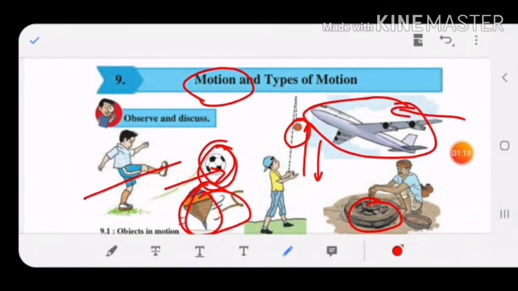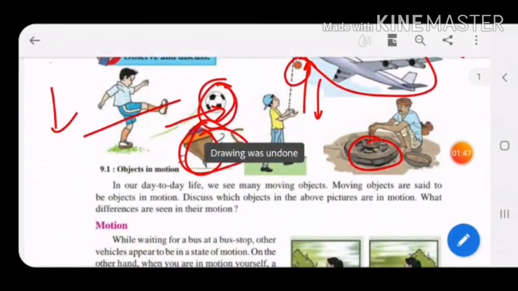Children, all these objects, ball, top, aeroplane, this wheel, they are all not standing at one place. They are not stationary. Stationary means they are at one place. They are continuously what? Moving. So any object which is moving, it is called as what? It is in motion. Motion means that object is continuously moving. So here are these pictures given to show us which objects are in motion.